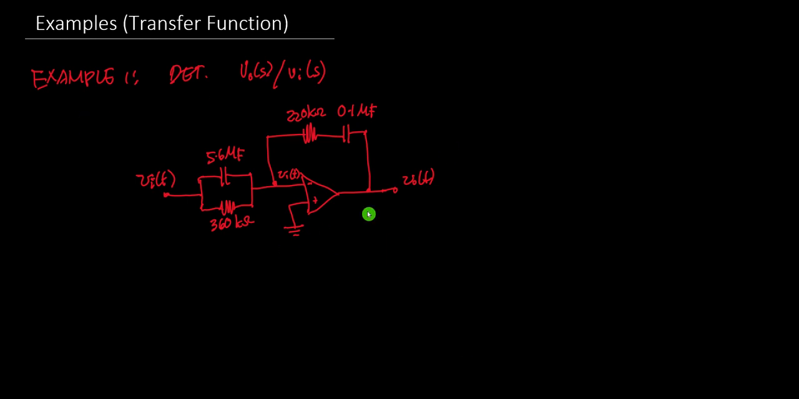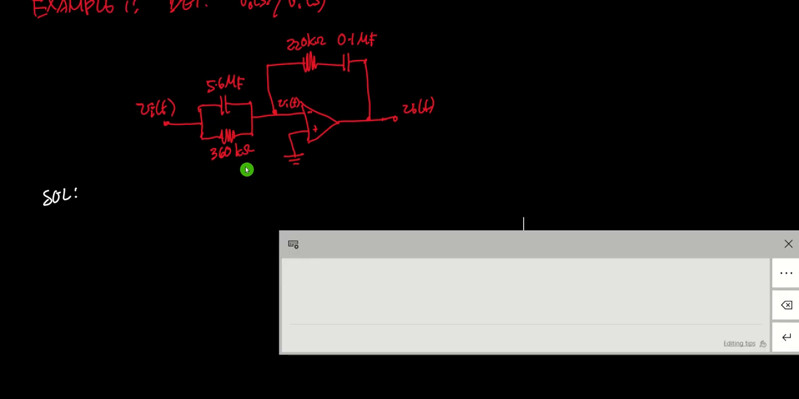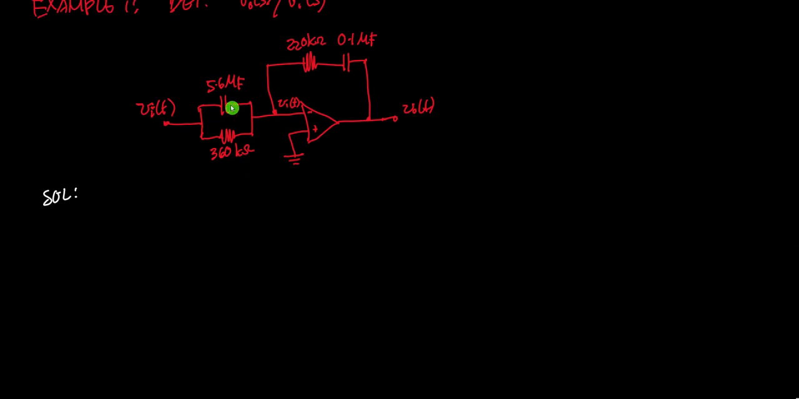So the first example, this is an inverting op amp because the positive is connected to the ground. So determine the transfer function of this circuit. To determine the transfer function, we can first write this into this form. We can simplify these two components here and here into just one impedance, just like in circuits. So let me draw this.